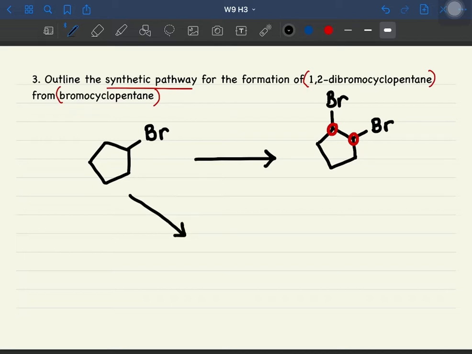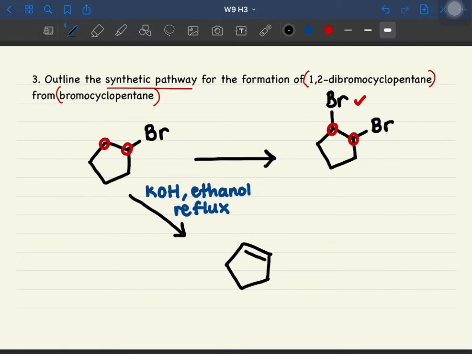Since this is haloalkane, we are going to use these conditions of KOH in ethanol under the conditions of reflux. So we are going to form carbon-carbon double bond between this carbon and also this carbon, since we aim to put the Br up here. So then we're going to have our cyclopentene like this. Okay, and now we are going to add the 2 Br to the cyclopentene.